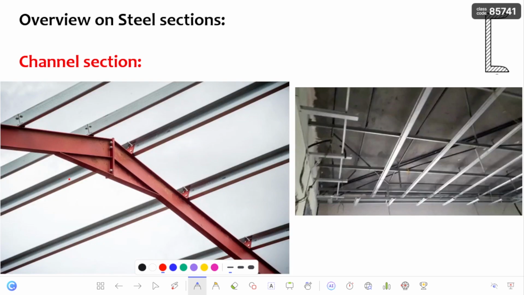It is used as a transverse joist in supporting floors and also as purlins for roof trusses. Here you can see this is the purlin in the roof truss, and studs in wall framing, supporting members for ceiling assemblies. This is a ceiling assembly. You can see this is a supporting member in which the channel section is preferred.